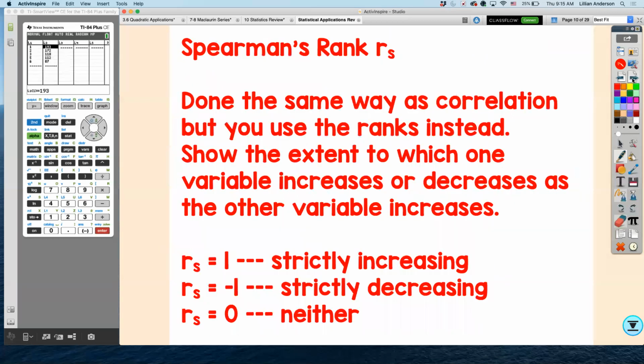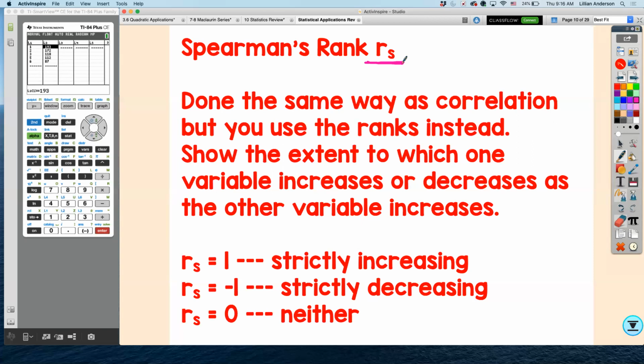So as we proceed, let's talk about Spearman's rank. Spearman's rank is very similar to correlation. It actually uses the same symbol that we use for correlation, just with a subscript of an s. That's how you know you're dealing with Spearman's rank versus Pearson's product moment correlation coefficient. It's done the same way that we do correlation, except instead of using the actual raw data to type into our list, we use the ranks instead. So we look at all of our data for our x's, all of our data for our y's, and we literally list from highest to smallest value, okay?